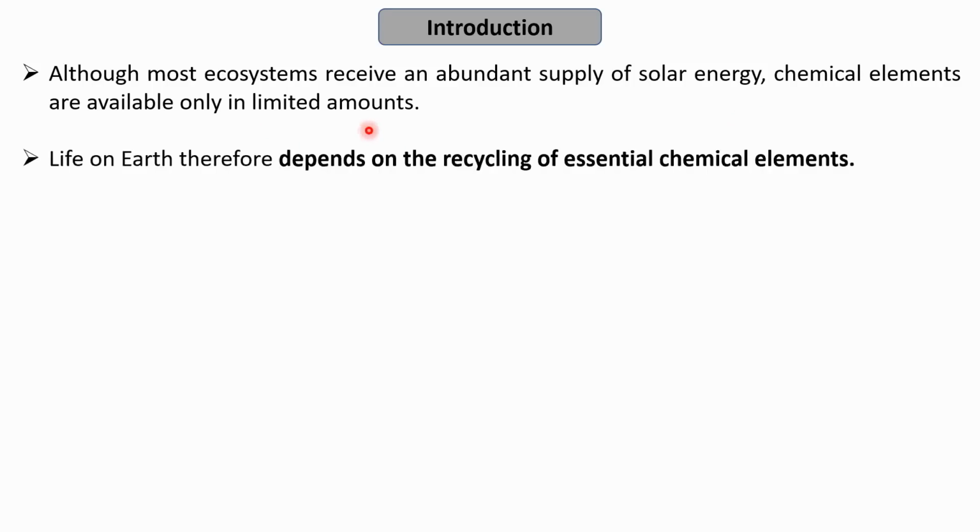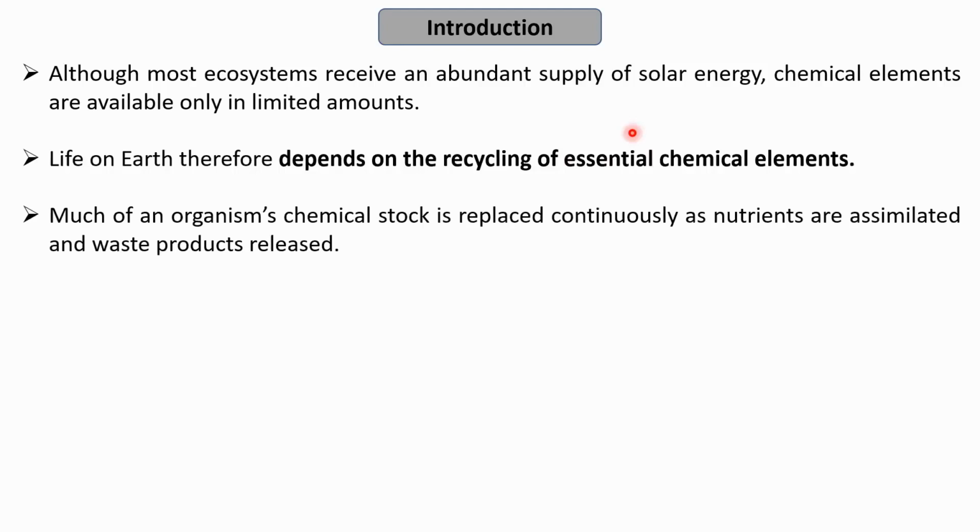And life on the earth, therefore, depends on the recycling of these essential chemical elements. As these elements are present in a limited amount, these elements need to be recycled. And therefore, the recycling of these essential elements is very important for the survival of individuals on the earth. Much of an organism's chemical stock is replaced continuously as nutrients are assimilated and waste products are released. So this is how most of the organism's chemical stock is replaced on a continuous basis.